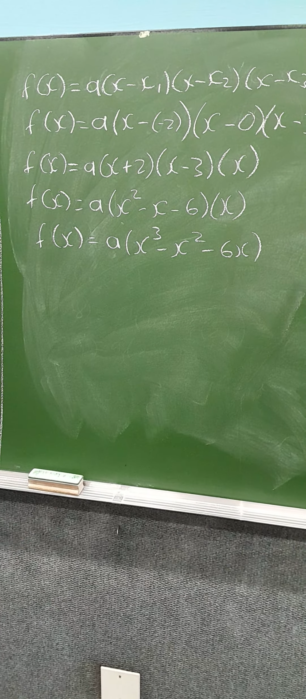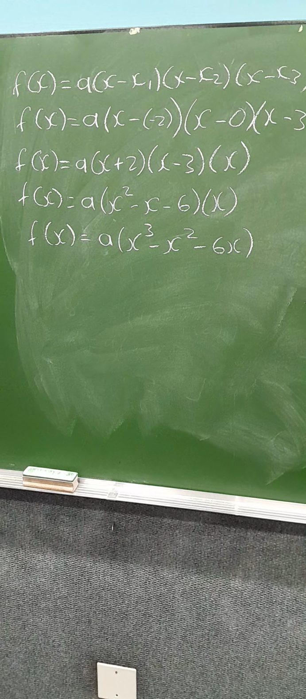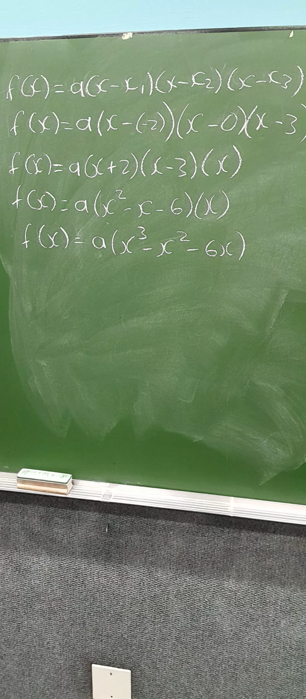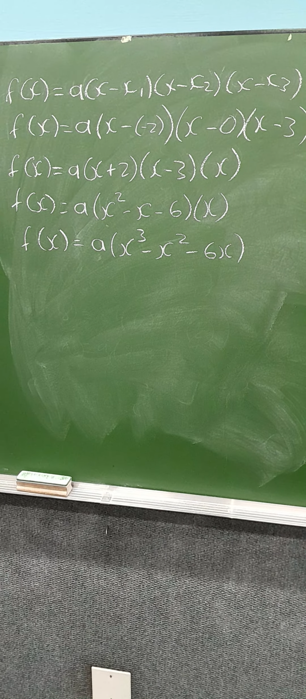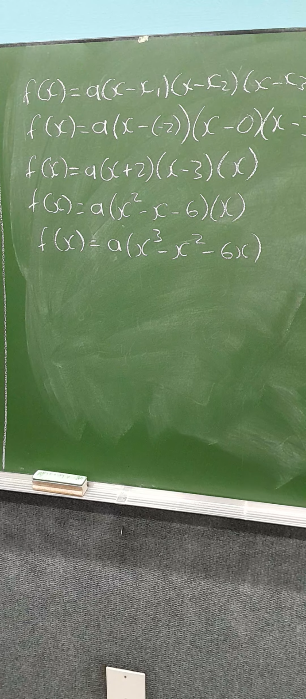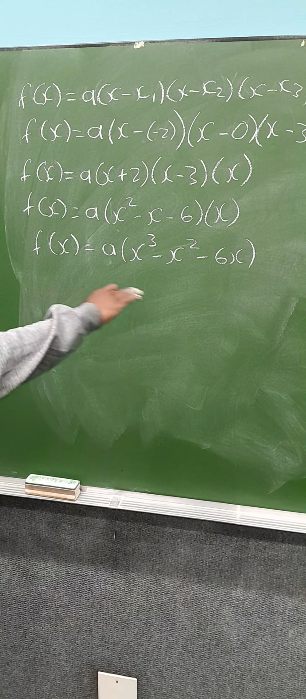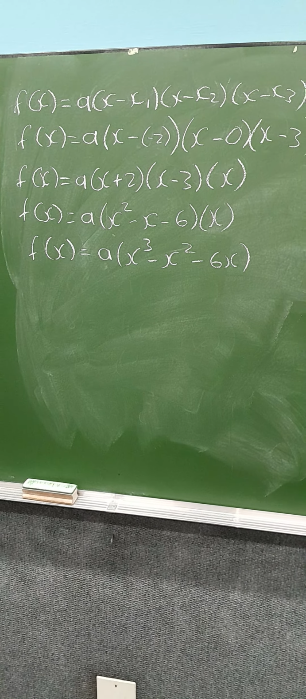So now from here we need to find the value of a. How can we find the value of a? To find that, we go to our graph. We should be given a point, another point, instead of those intercepts, that we're going to substitute and then find our answer.